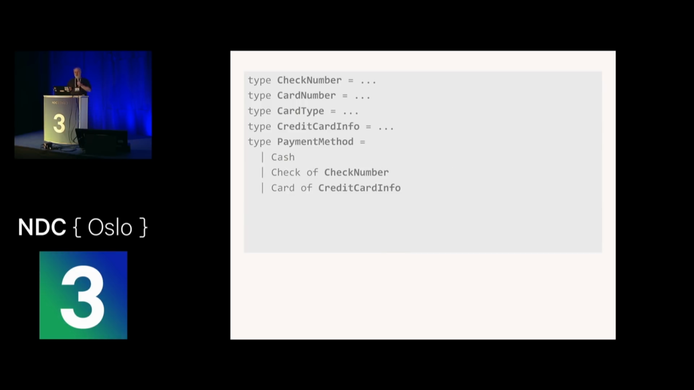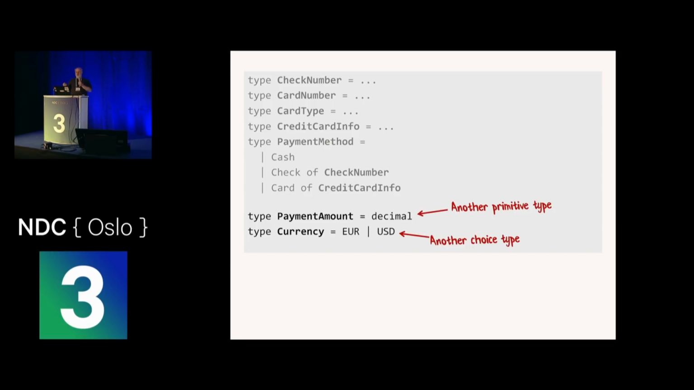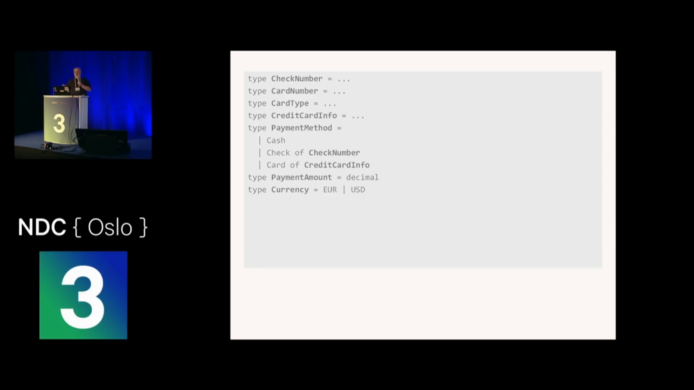And then we can build on top of that, and we can say, well, okay, a payment amount is a decimal, that's a primitive. Currency is a choice between euros and dollars, say. Okay, another choice type, another primitive type. And then we can build an even bigger type. Say, well, payment is a record: it's an amount, and it's a currency, and it has a method. Each one of those, in turn: the payment amount was defined earlier, and the payment method was defined as the choice type.